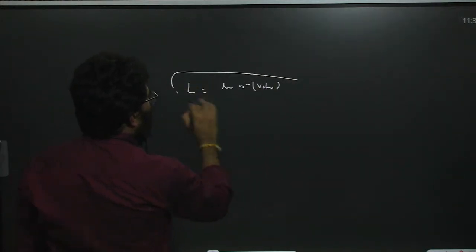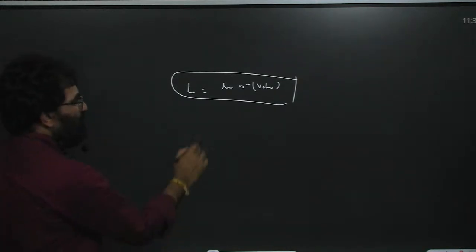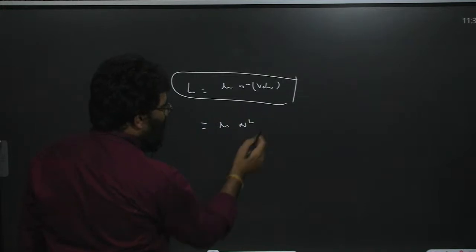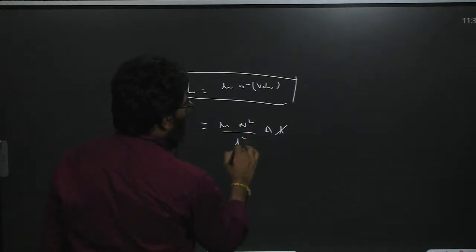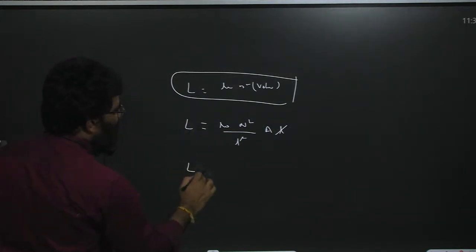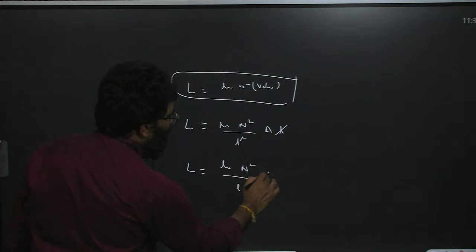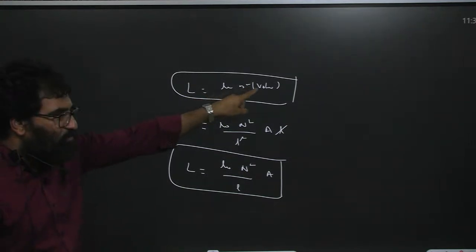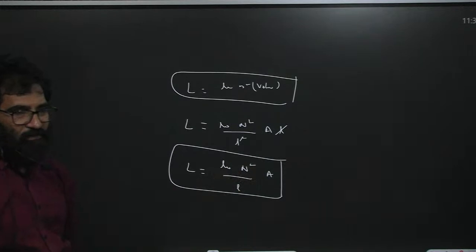This is very important: self-inductance is proportional to volume. Volume is A into L. So self-inductance is mu naught small n square into volume, where n is the number of turns per unit length, or mu naught capital N square by L into area A. This is also self-inductance.